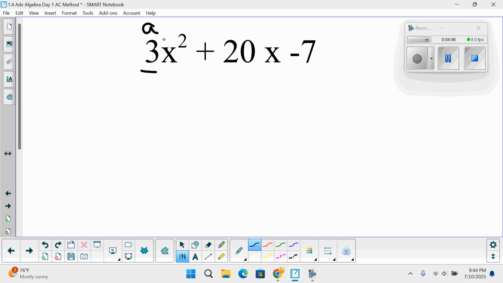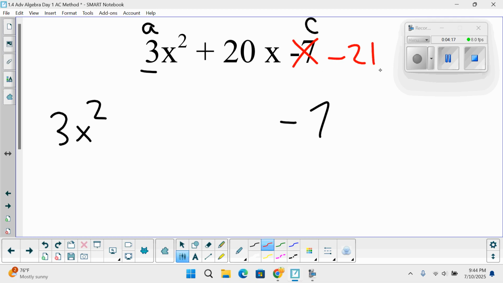My A is my 3. My C is my -7, so let's prep the problem here and leave some space in the middle. I'm going to go ahead and multiply A times C, get -21, and then I'm going to do my brainstorming. What numbers multiply to -21 that would add up to 20? Did you go with +21x and -1x? That will add up correctly to +20 and multiply correctly to -21.